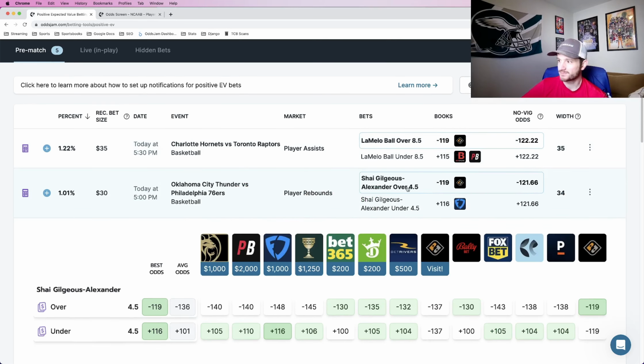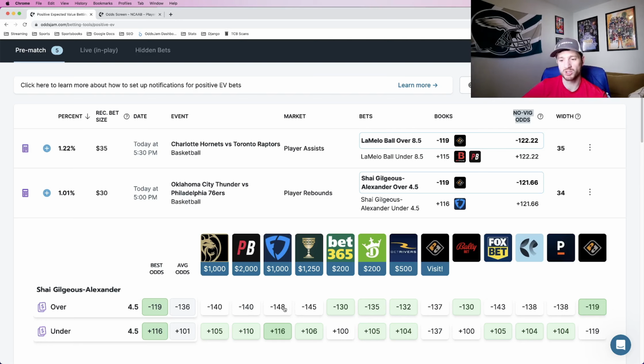Play number two, Shai Gilgeous-Alexander, incredible player, incredible season this year, over 4.5 rebounds. The no-vig odds that OddsJam calculates has this at just below minus 122, at minus 121.66. And look at every sportsbook that actually prices this individually. Pinnacle, which is the sharpest sportsbook in the world, has it at minus 138. Pretty much minus 130s up to minus 148 across the board.